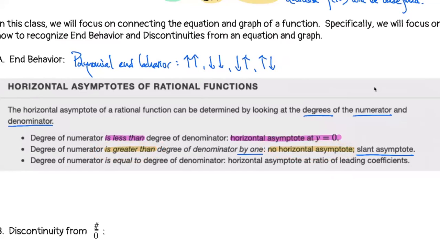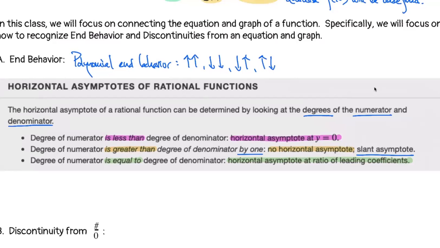The last case is what happens if the degrees are equal to each other. Like the degree on the top is 2 and the degree of the bottom is 2. It turns out we will have a horizontal asymptote. And we can find that equation just by finding the ratio of the leading coefficients.